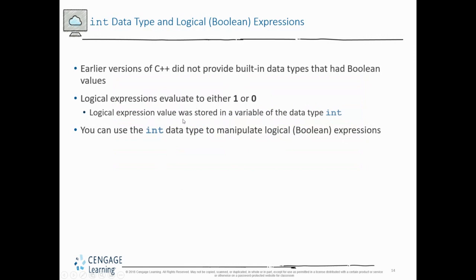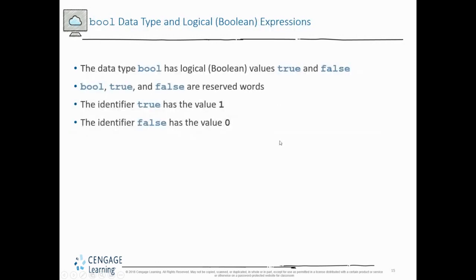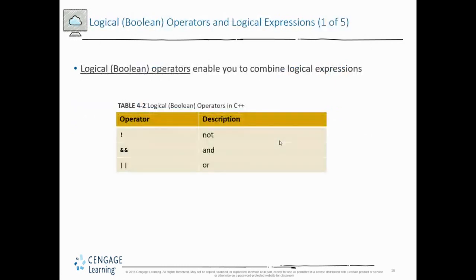So a logical expression value was stored in a variable of the data type integer, meaning int. You can use the int data type to manipulate logical Boolean true false expressions. The data type bool, which is Boolean, has logical values true, false. We know bool, true, and false are reserved words in C++. The identifier true, I told you, has the value 1. You know that now. The identifier false has the value 0. It's easier to use them in terms of true, false.